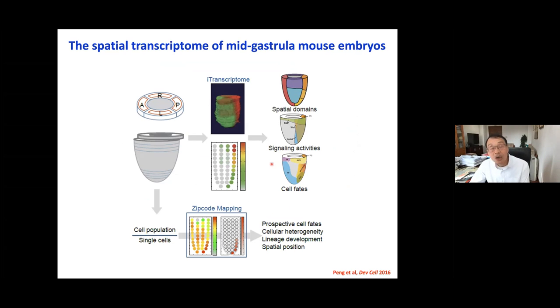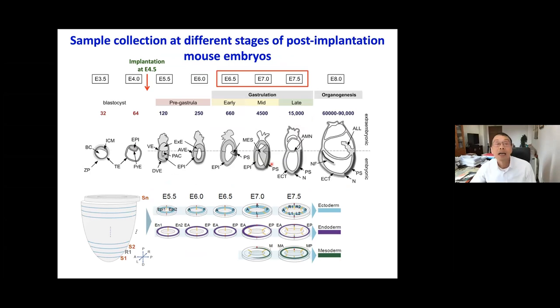After this, we tried to understand the time course of gastrulation. So firstly, with 6.5 to 7.5, but we know the mouse embryo implants at embryonic day 4.5.